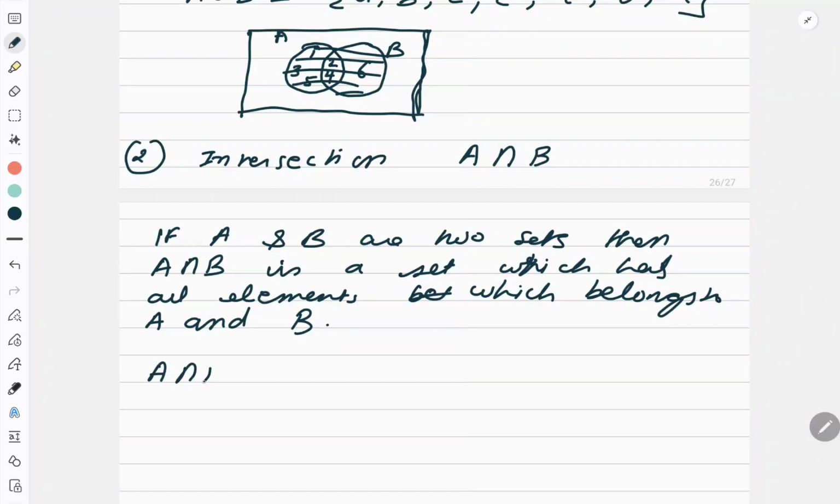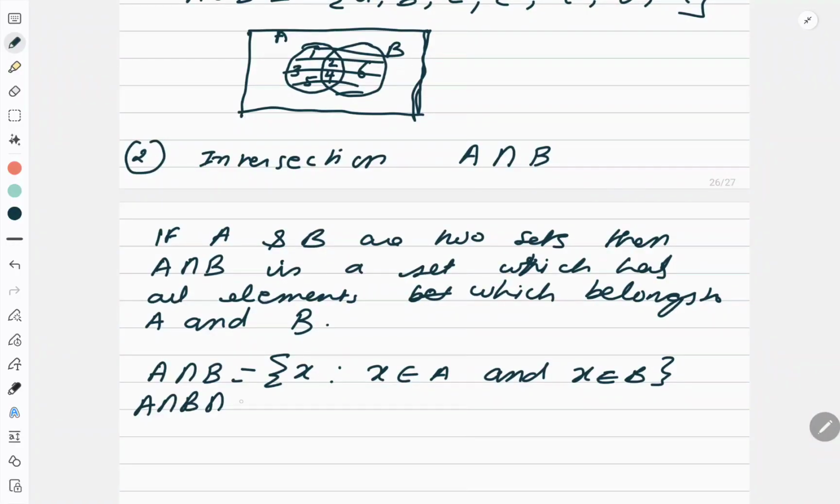So mathematically, how I can define A intersection B? It has the element X such that X belongs to A and X belongs to B. I can define for three sets also. So it will have X such that X belongs to A and X belongs to B and X belongs to C. So it should belong to all the three sets. Okay.